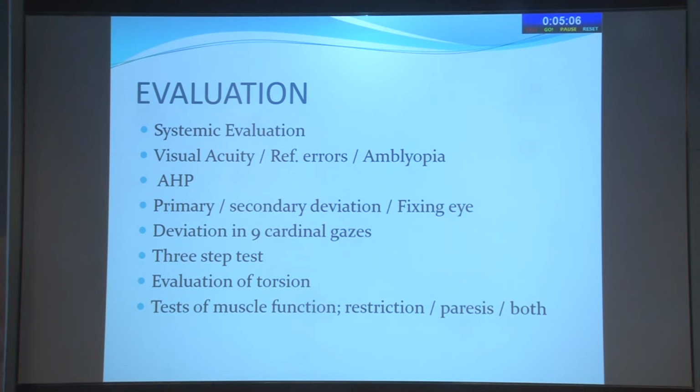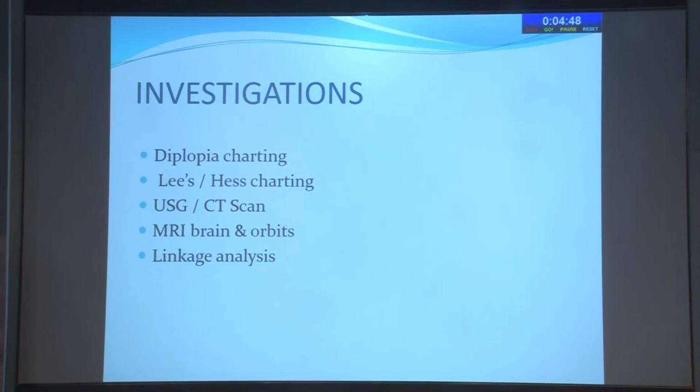Then we also need to do tests for muscle function, for restriction or for paresis, or both, because some of these could have an element of restriction as well as paresis. So one needs to see how much is the restriction and how much is the paresis, and what are the consequences on the ocular motility. Now we need to look at diplopia charting, Lees charting, and in relevant cases we need to do orbital ultrasound, CT scan of the head and orbit, MRI brain and orbits, and linkage analysis in whatever cases it is relevant. Like if you're suspecting a chromosomal problem, then linkage analysis is important. So you have to tailor-make accordingly.